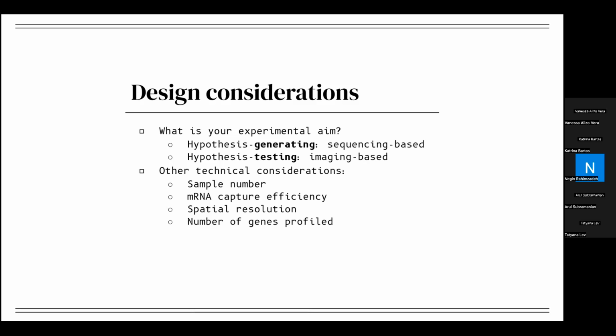Another thing to consider is spatial resolution. Do you care about seeing individual cells and where transcripts are being expressed within each cell? Or would you rather just see broad spatial neighborhoods? And there are also ways to increase the resolution if you choose a sequencing-based technology. And then the last consideration is number of genes profiled. Are there specific genes you are interested in looking at, or do you want to just profile everything?